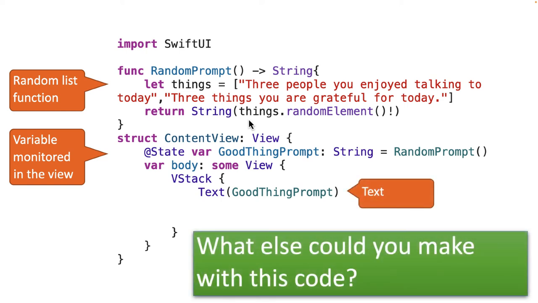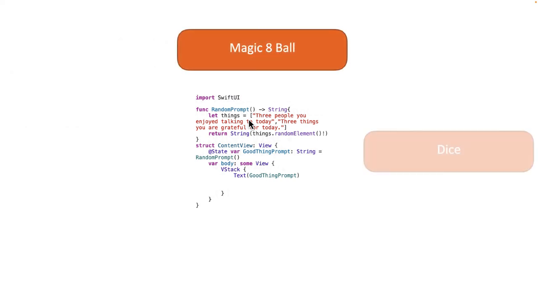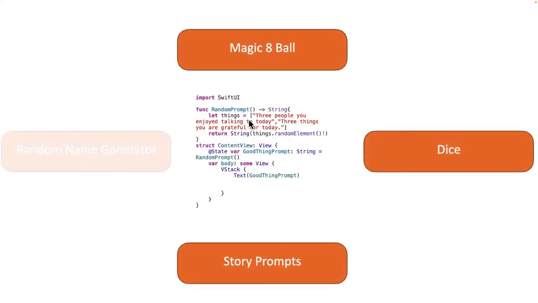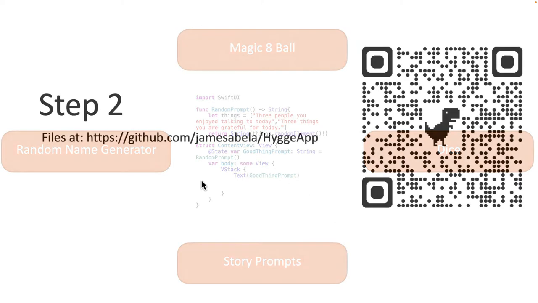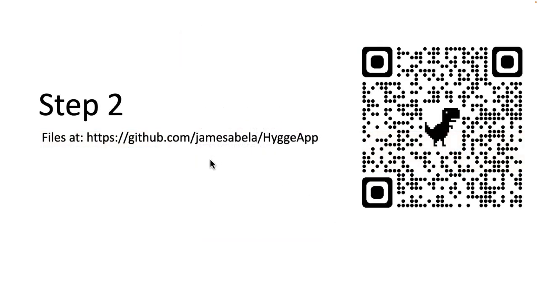So what I want to ask you is, what else could you make with this code? A few ideas that come to mind for me are a magic 8 ball, dice, story prompts, random name generators. All of these can be made with just this code. Now this is super basic and doesn't do much. So now we're going to look at step 2 and start to make this into a really nice app.